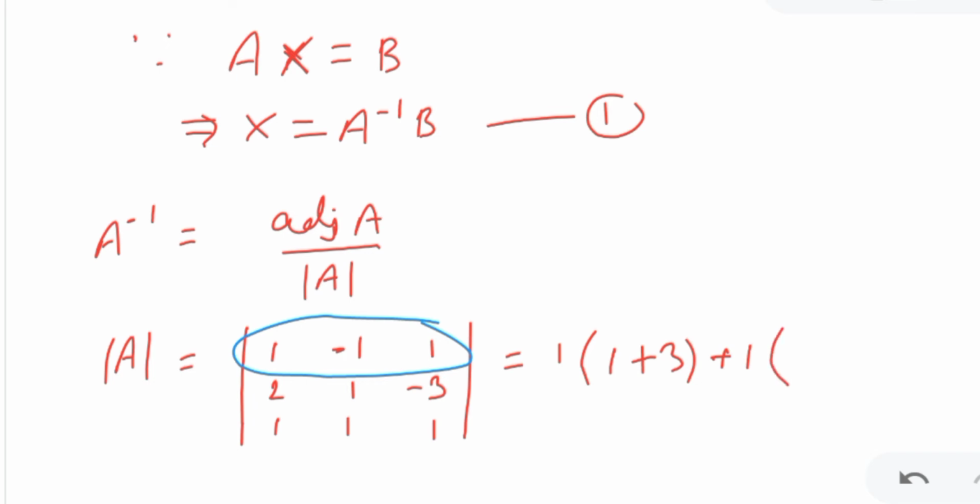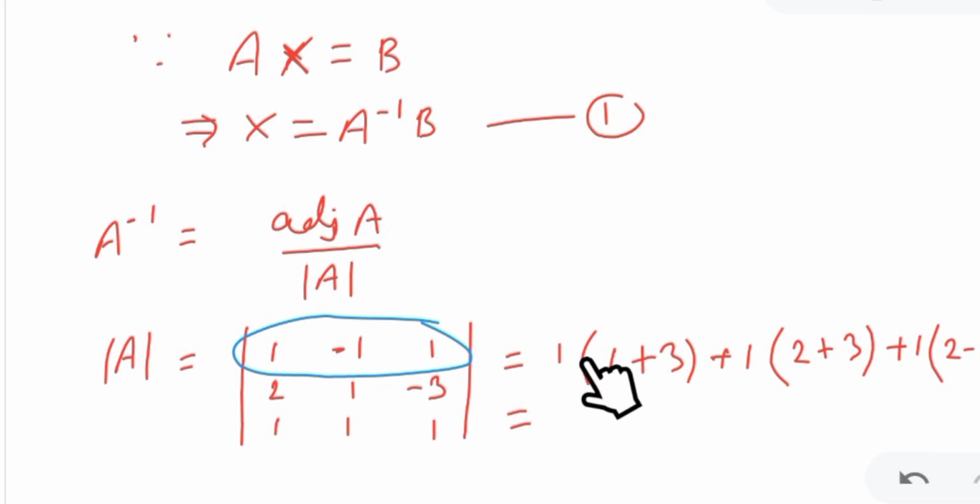Then this row and this column will go. The corresponding row and column will go. Then 2 into 1 minus 3 into 1, so 1, then 2 into 1 is 2, minus plus 3. Then the last is plus 1, then this will go, so 2 into 1 is 2, minus 1 into 1 is 1. In this way I will find 1 into 1 plus 3, which is 4.